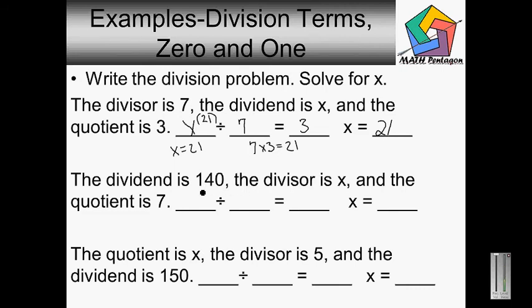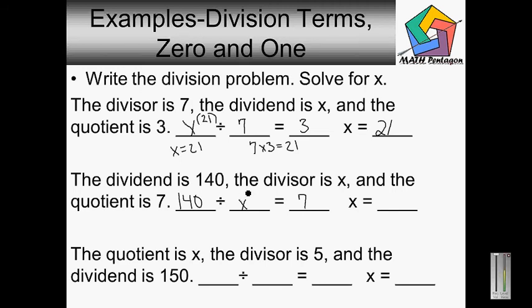Okay, let's go to the next one. We have the dividend is 140, the divisor is x, and the quotient is 7. So the dividend is the first number, so we have 140, and the divisor, which is our second number, is going to be x. So we have 140 divided by x, and the quotient, which is the answer, is 7. So we have 140 divided by x equals 7.